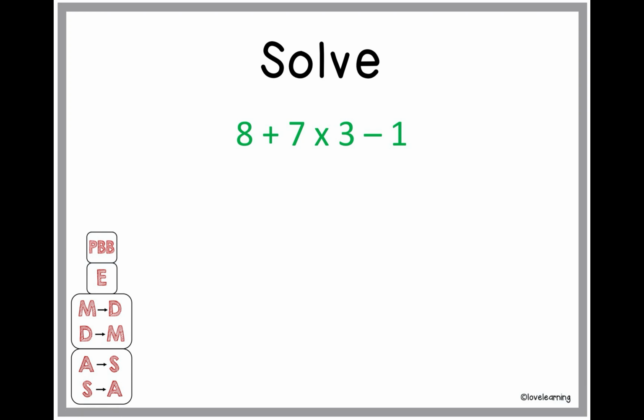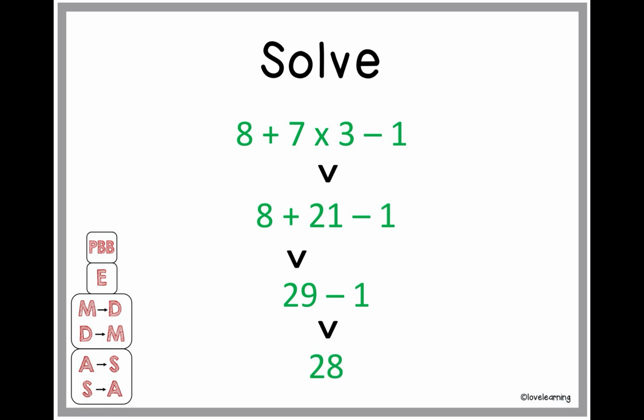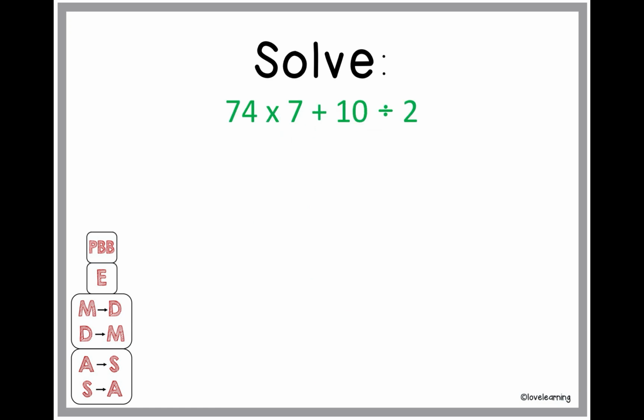Okay, so now let's actually try solving them. So we said that 7 times 3 is 21. What am I going to do next? Well, adding and subtracting are left to right. So what is 8 plus 21? 29 minus 1 is 28. Not so bad, right?